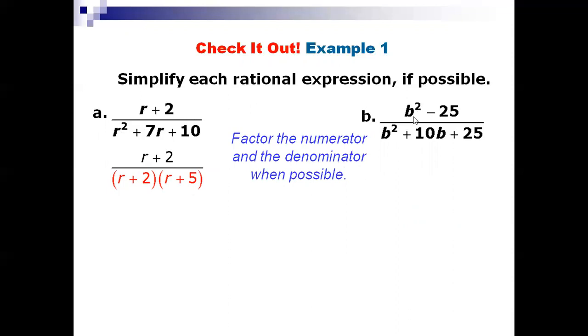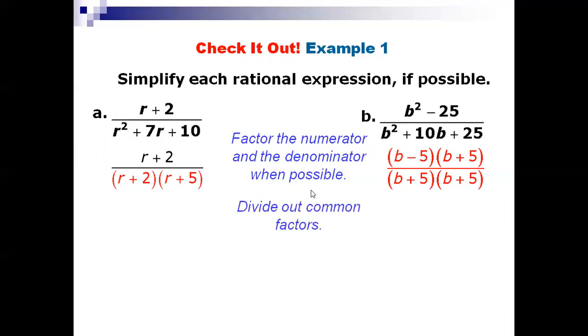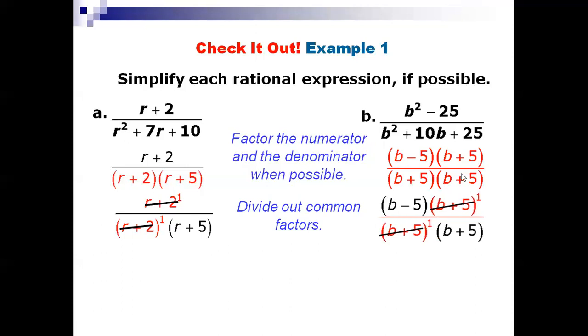In letter B, factor your numerator here. Observe the numerator, b squared minus 25. This is a difference of two squares. If you have a difference of two squares, the factored form would be b minus 5 times b plus 5. In the denominator, factors of 25 whose sum is 10 are b plus 5 and b plus 5. Second, divide the common factors or cancel the common factors. So you will cancel r plus 2, and then in the second one, cancel b plus 5.